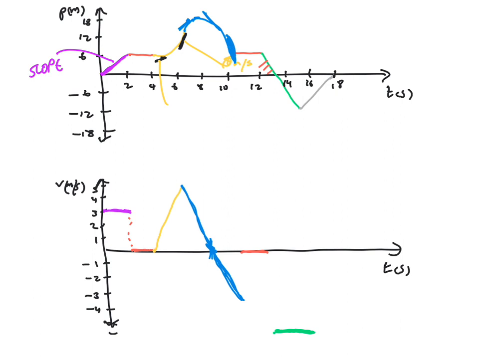And then finally, we see a positive velocity. So there's movement back towards the origin with a positive velocity. And that is in the gray section.